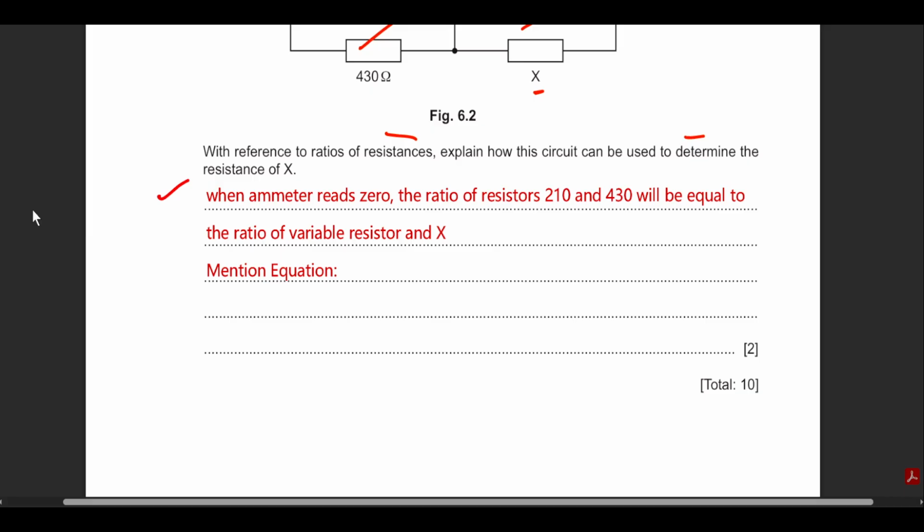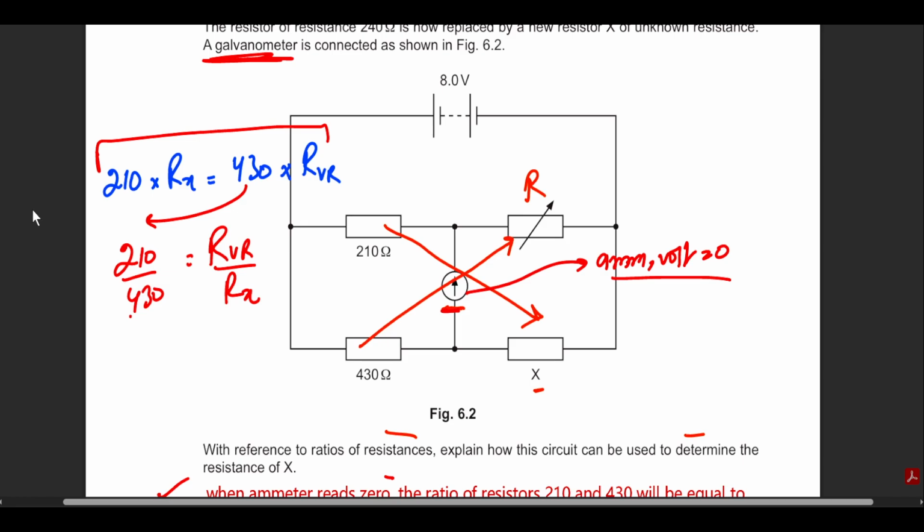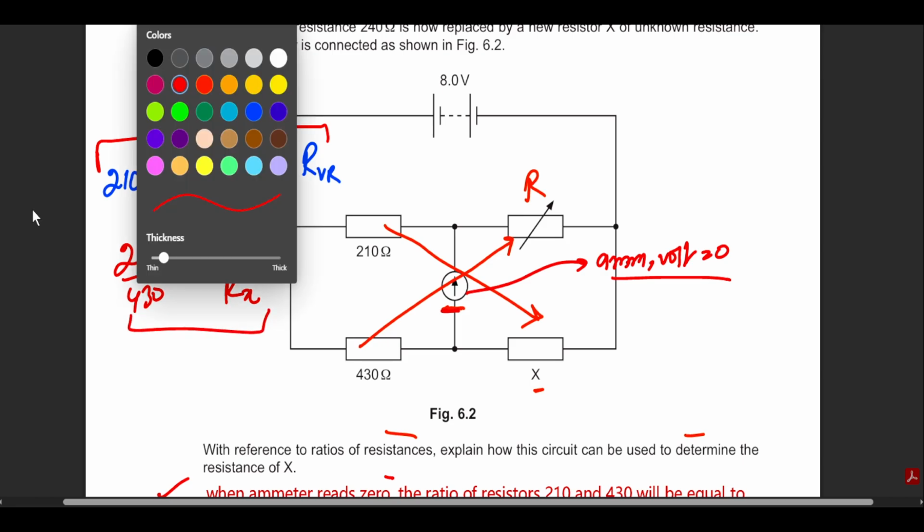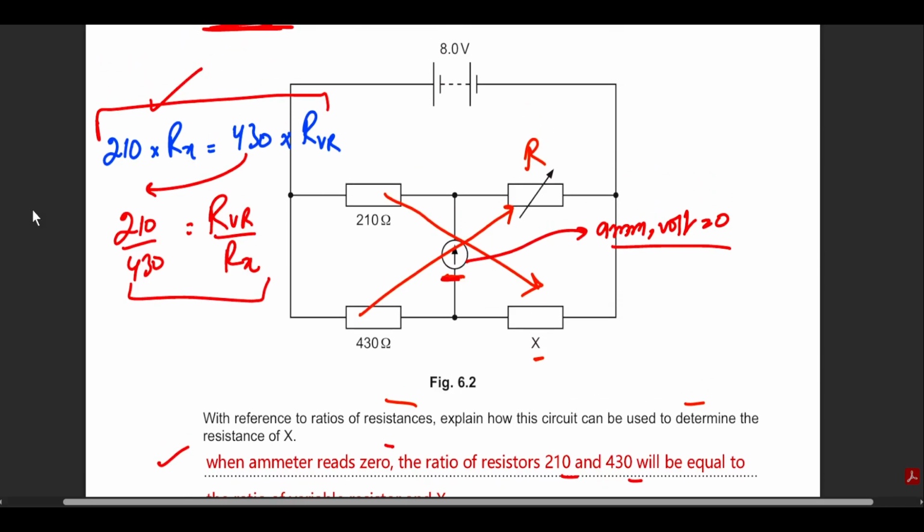When an ammeter reads 0, the ratio of resistances 210, 430 will be equal to the ratios of this. And I would recommend, because you have a lot of space to write down, either do this or do this: write down an equation. And always remember, if you write down an equation, then always explain the variables.